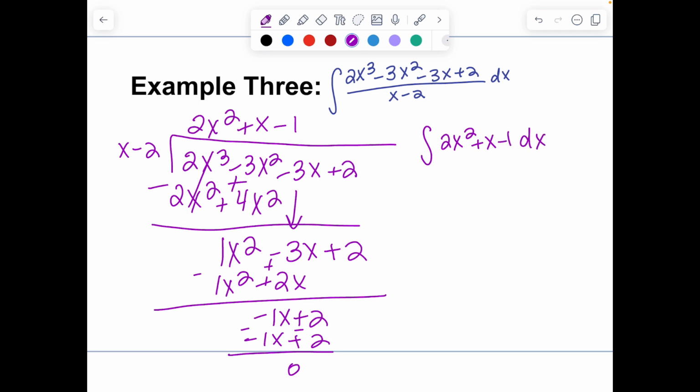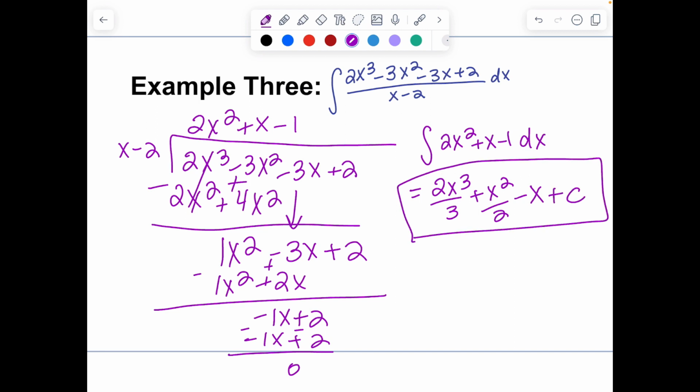And then, man, this isn't even that bad of a problem from here. I just take the antiderivative. So the antiderivative of 2x squared is 2x cubed over 3. And then the antiderivative of x is x squared over 2. And then the antiderivative of negative 1 is negative x. And then make sure I add my c because this is an indefinite integral. And that is our answer.